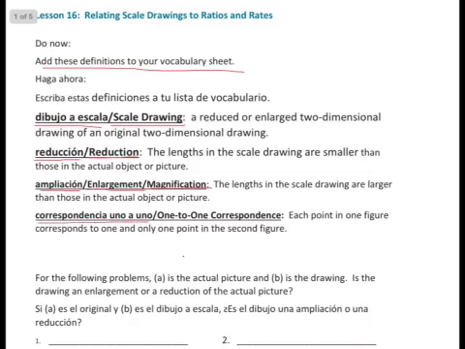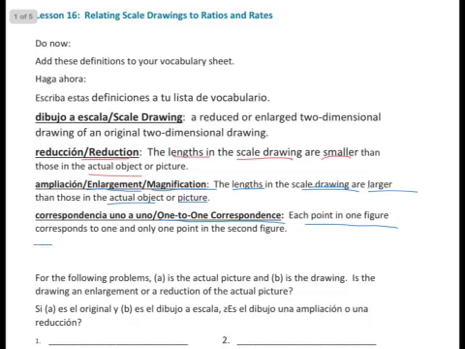A reduction happens when the lengths in the scale drawing are smaller than those in the actual object or picture. And an enlargement or a magnification is just the opposite of a reduction. That's where the lengths in the scale drawing are larger than those in the actual object or picture. And one-to-one correspondence is where each point in the figure corresponds to one and only one point in the second figure. Pause the video if you need more time to copy these terms.